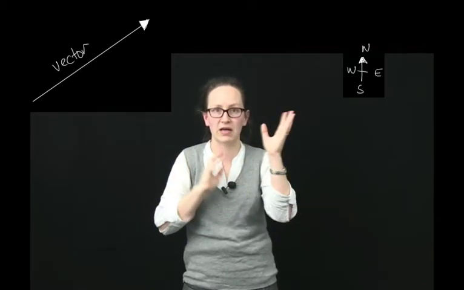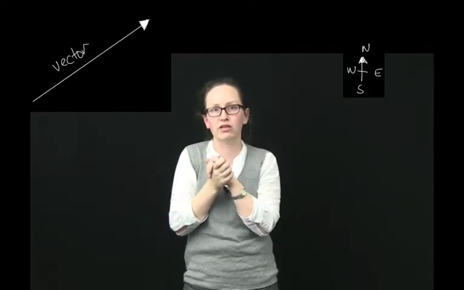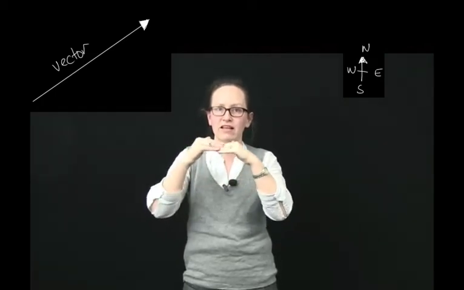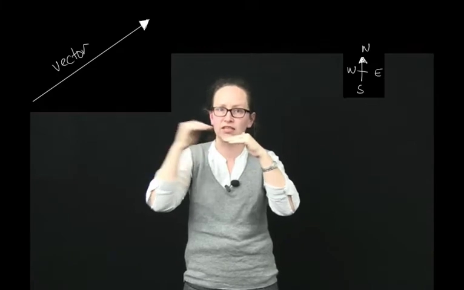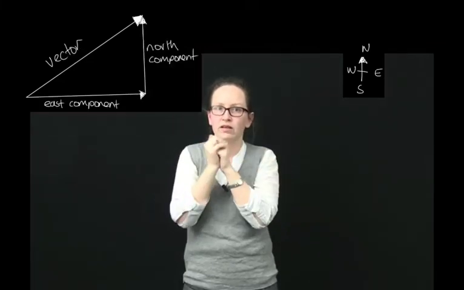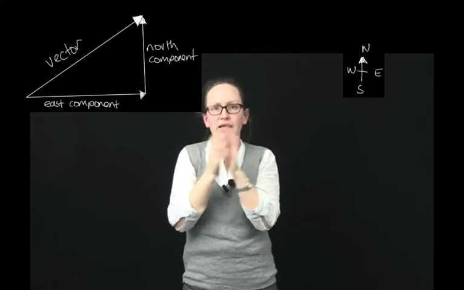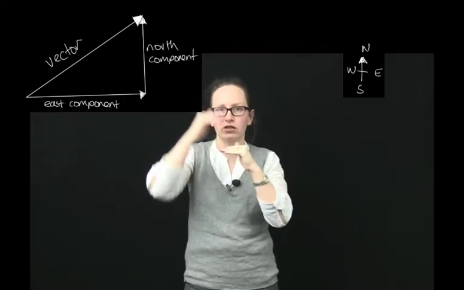Now, often when we're dealing with vector quantities, it's useful to convert them into components. So if we're considering a vector which is going in the north, south, east, west type directions, it would be useful to work out how much of that vector is in the north direction and how much is in the east direction. If we're considering a vector which is vertical and horizontal, so for example if we throw a ball, then it's useful to convert it into components vertically and horizontally.